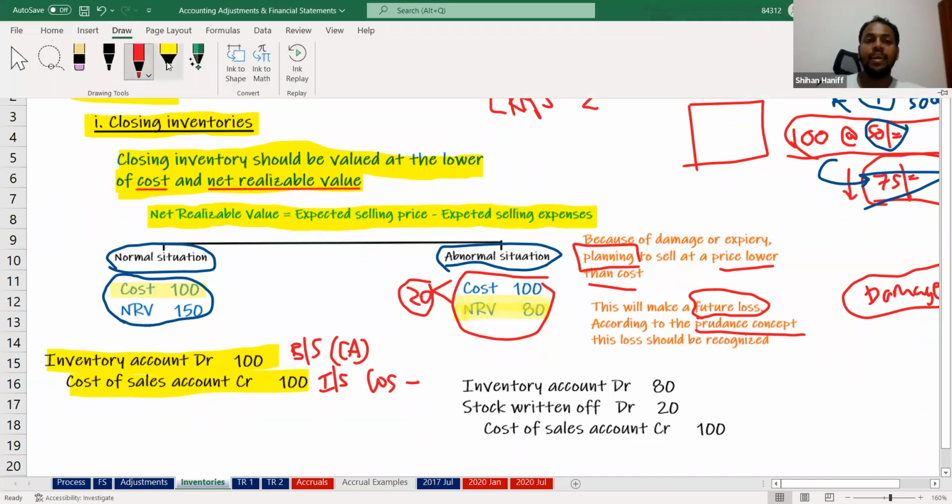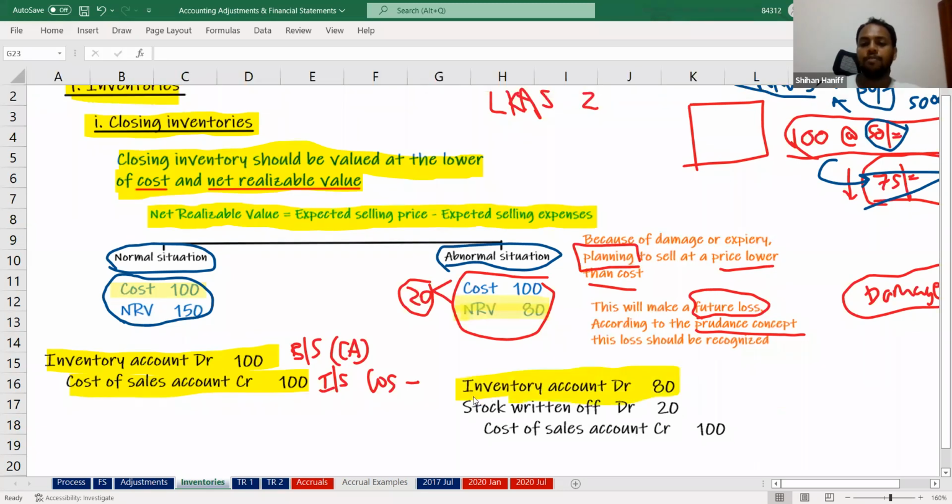Then the double entry will be, now there will be three entries in your financial statements. Inventory account debit, this is the amount that goes to the SOFP, current asset 80. Then the income statement under other expenses.